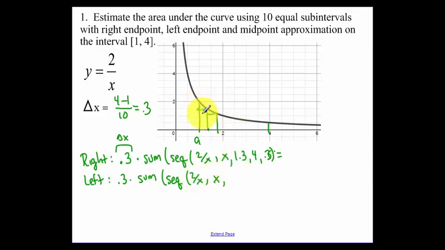Now remember your left endpoint, you start at A, so 1. Your last rectangle starts here and goes over. So it's delta x less than what your B is, so that's 3.7. And we go up in an interval by 0.3.